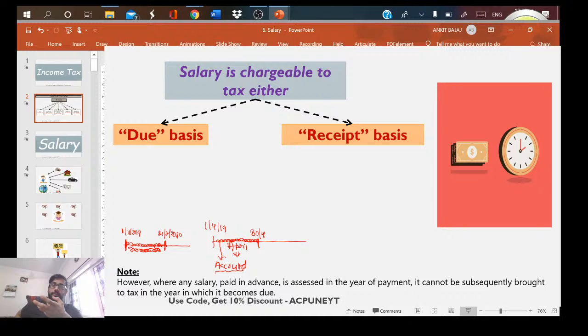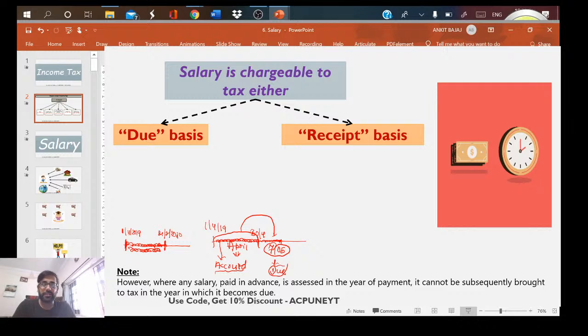So salary is chargeable on the basis of due or receipt basis. Sir, what is due? Due means when you will receive your salary in cash. Let's suppose there is an agreement between you and your employer that once you provide your April month services, you will receive your salary on 7th May, in the subsequent month. So your salary is due on 7th May.